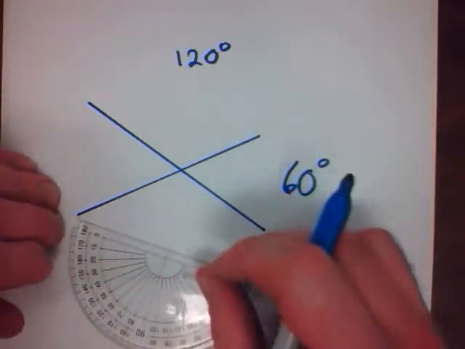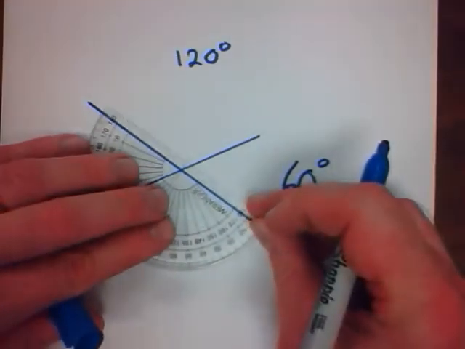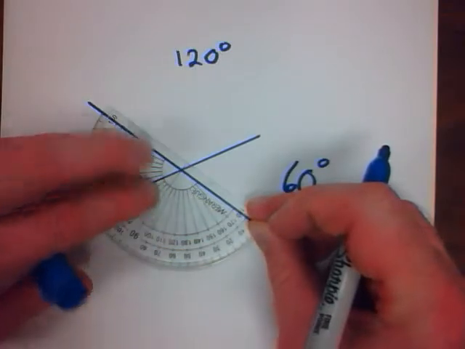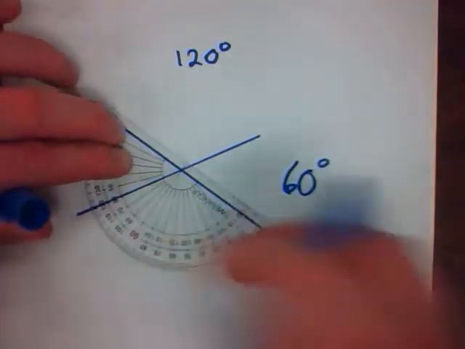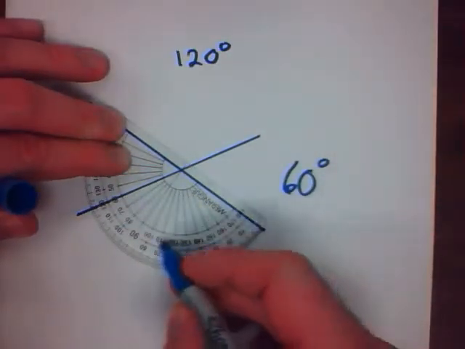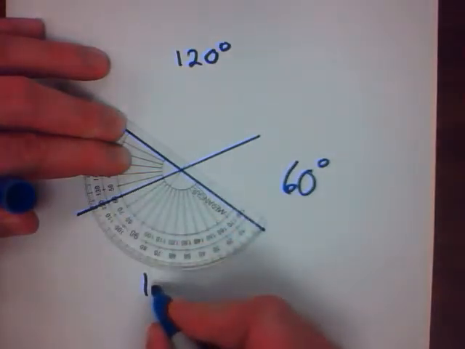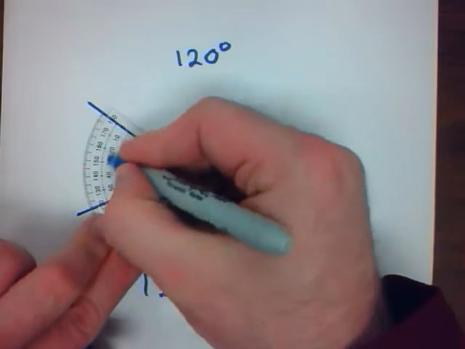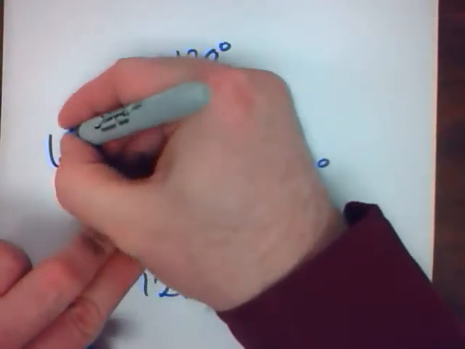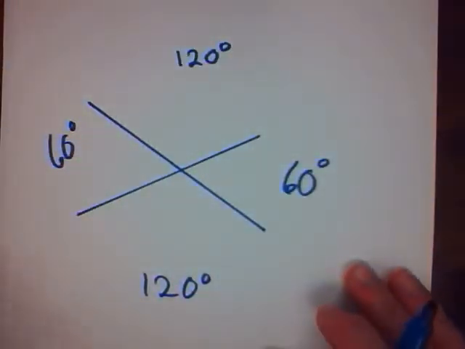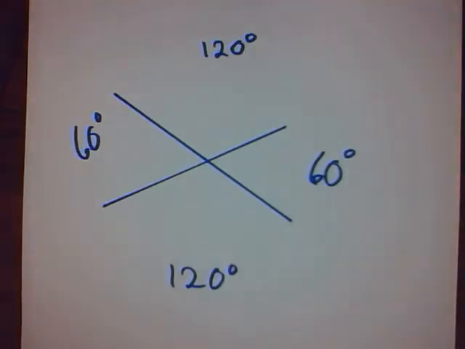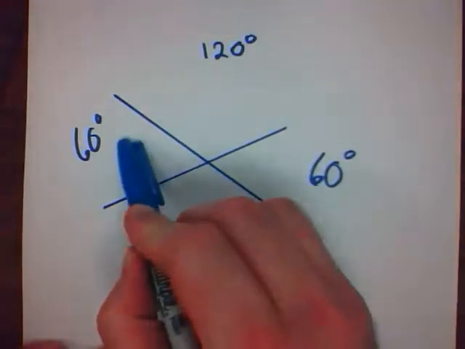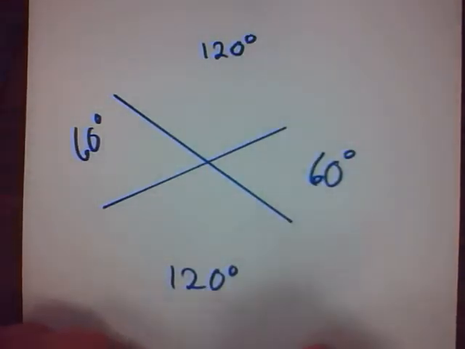So let's take a look over here. I start at 0, and I measure all the way over to here, and this ends up being 120 degrees. I start at 0 and I measure to here, and that's 60 degrees. You see an interesting relationship. That one and that one are equal, and that one and that one are equal.